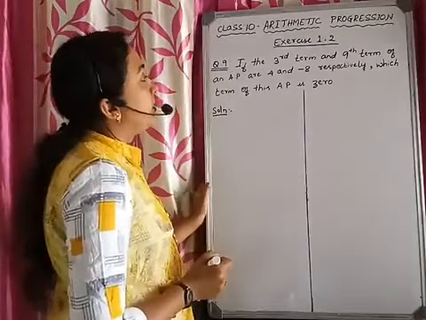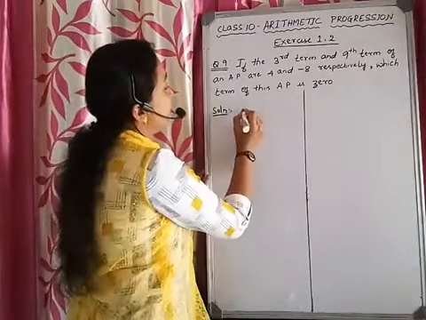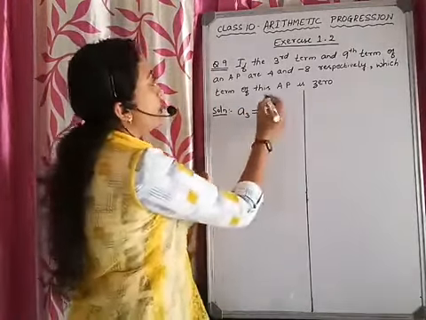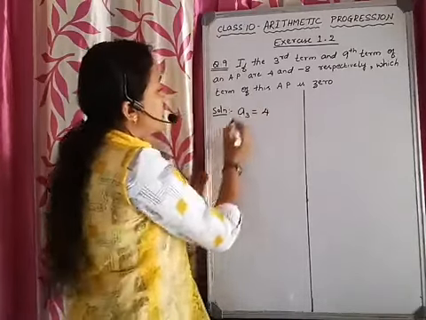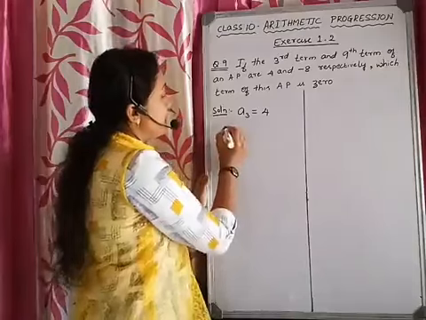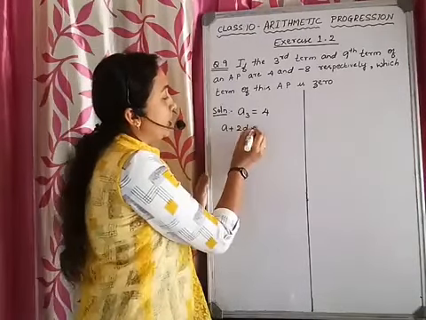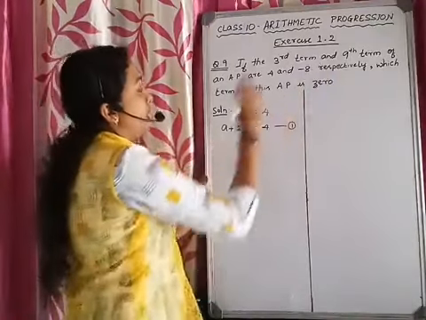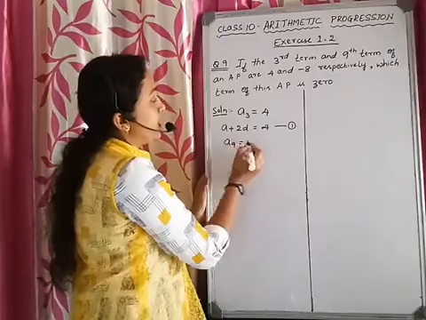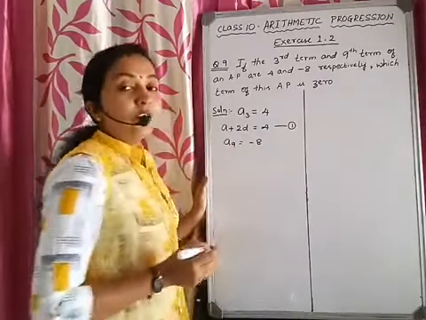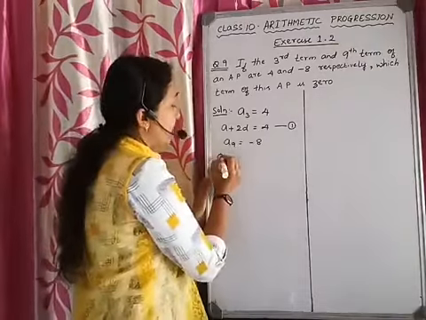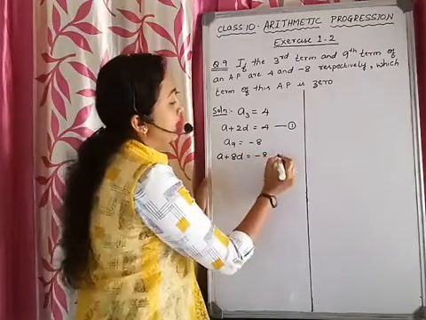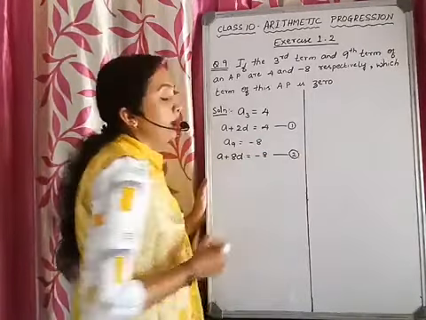Very first, write the given data. Third term means A3 is equal to 4. So the general form of A3 is A plus 2D is equal to 4. Call it equation 1. In the same way, 9th term A9 is equal to minus 8. The general form of the 9th term is A plus 8D is equal to minus 8. Call it equation 2.